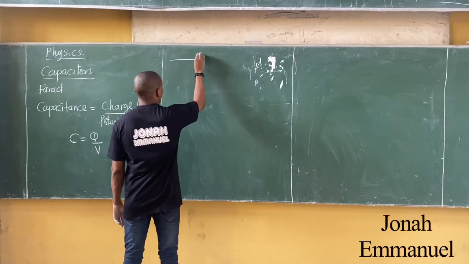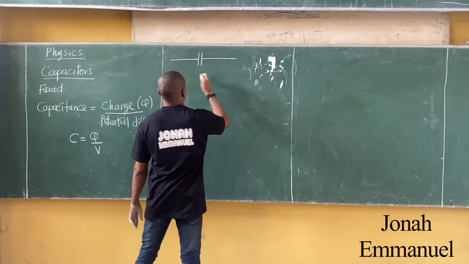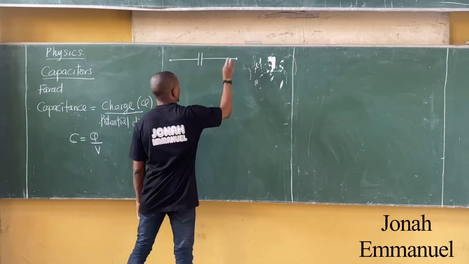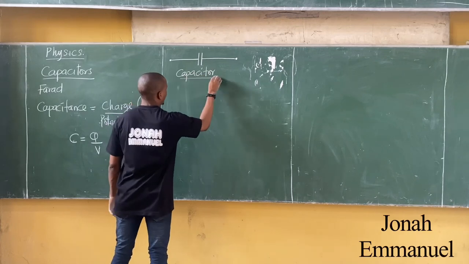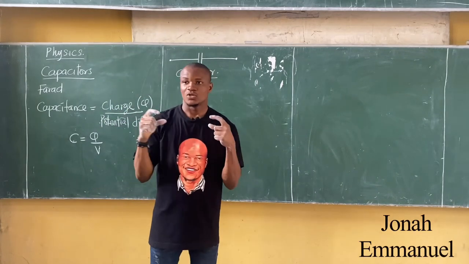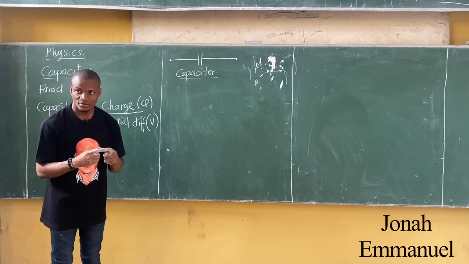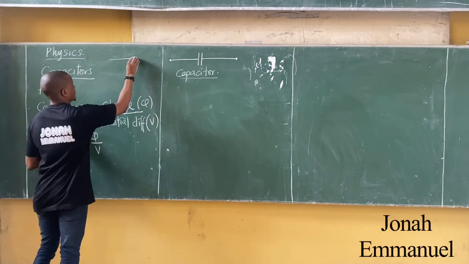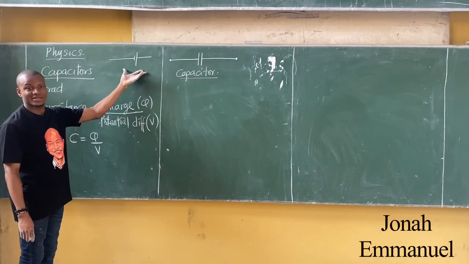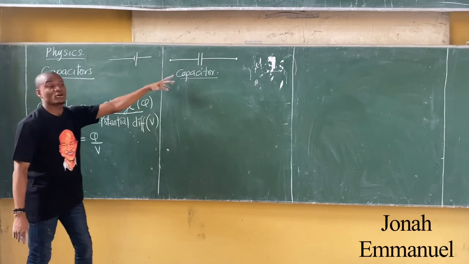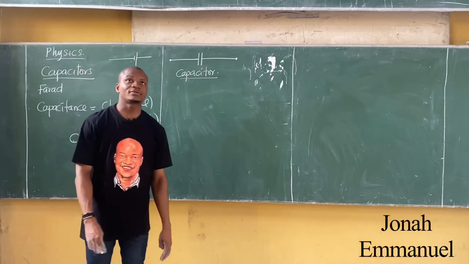The second symbol for a capacitor is this. This is a capacitor. So please note the difference between a capacitor and a cell or a battery. For a battery, the symbol is almost the same, just that one plate is longer than the other. It's a battery or a cell. But when the heights of the two are the same, it's a capacitor.